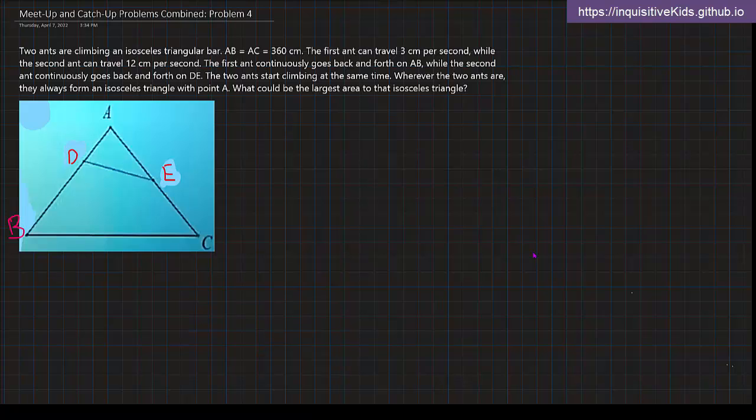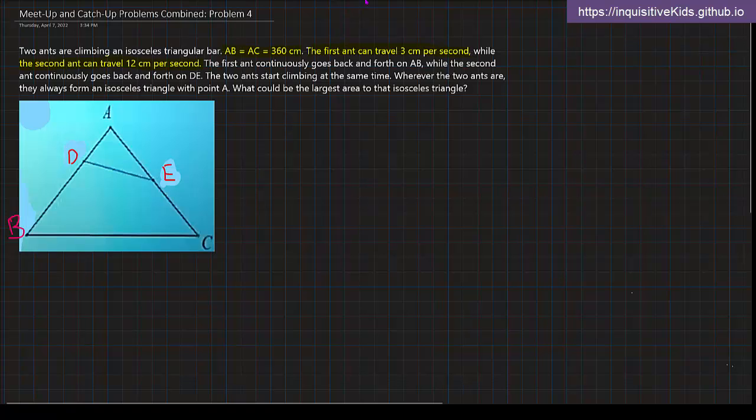2 ants are climbing in an isosceles triangular bar, meaning that AB is equal to AC. So AB is equal to AC, which equals 360 centimeters. The first ant can travel 3 centimeters per second, while the second ant can travel 12 centimeters per second.